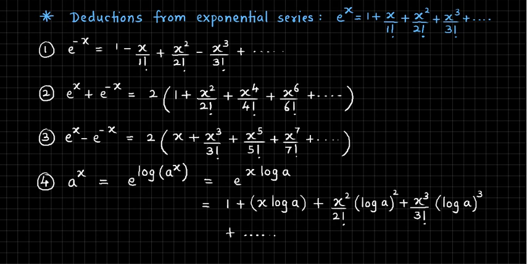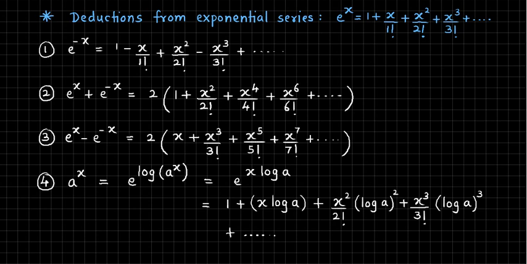Now if we add up the expressions for e raised to x and e raised to minus x, that is the second deduction. It is easy to see that the terms which have odd powers of x will get cancelled because they are of opposite signs in both of these expressions. So we will be left only with the even powers of x, correct? Finally we have e raised to x plus e raised to minus x given by 2 into 1 plus x square upon 2 factorial plus x raised to 4 upon 4 factorial and so on.